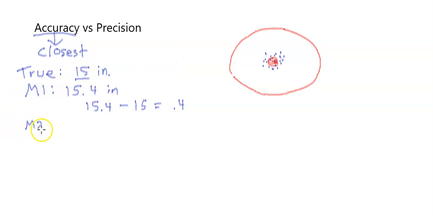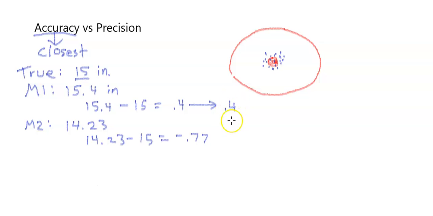Measurement 2, let's suppose that they measured this object as, say, 14.23. Well, if I do 14.23 minus the true value of the length, then I would get negative 0.77. But if we look at the absolute values, we would just take the positive value. So I'm going to just look at that as 0.77 inches away. It's negative just because the measurement was lower than what the true value was.